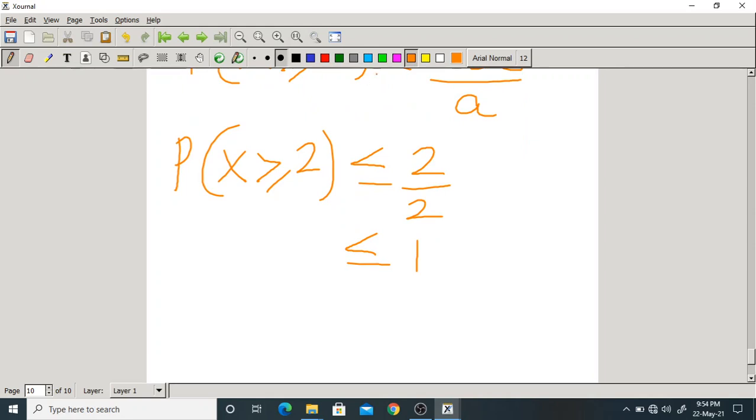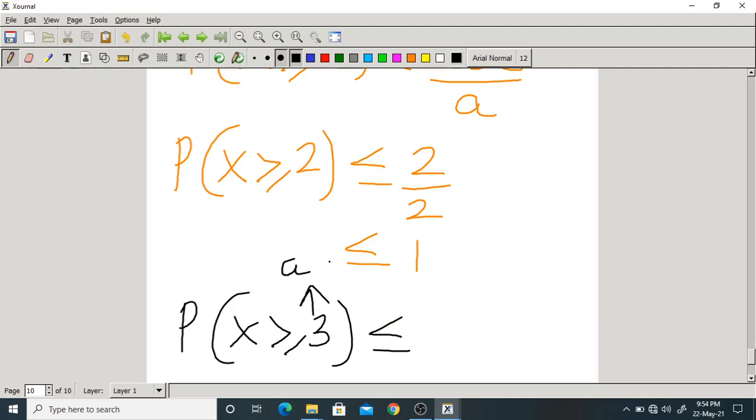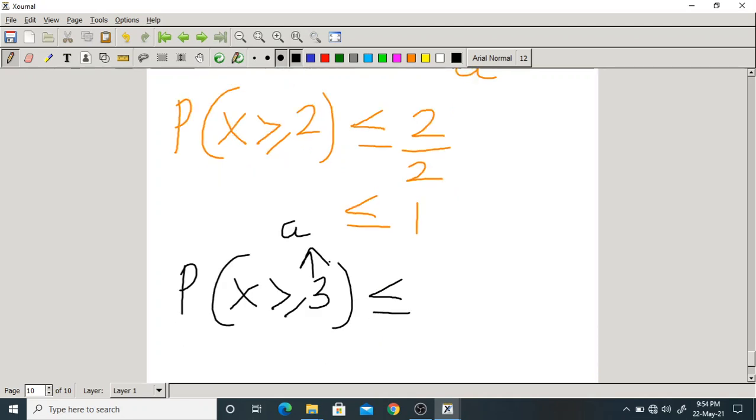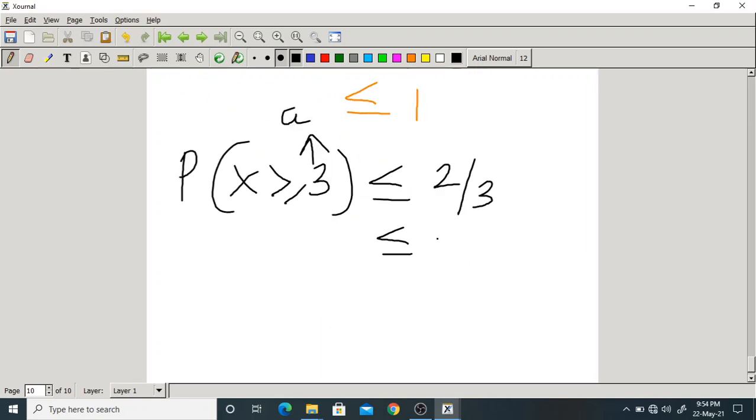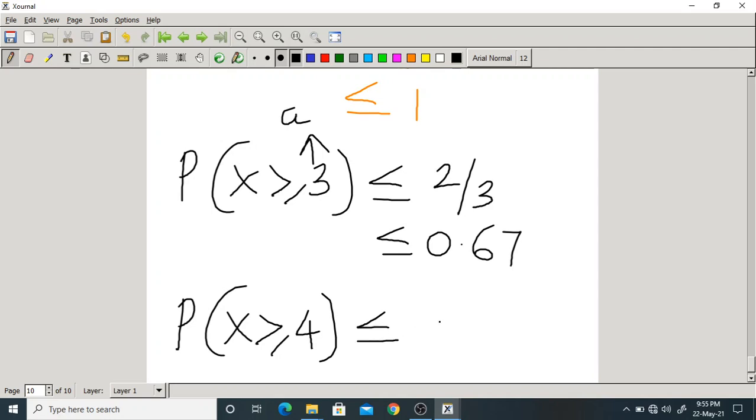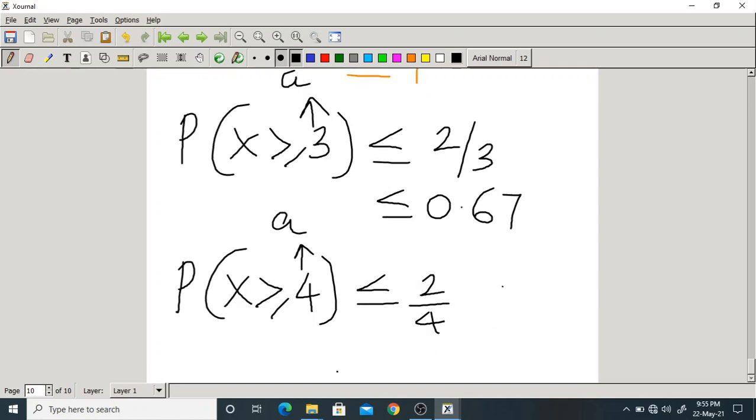Now suppose I ask you what is the probability that x is greater than or equal to 3. That is less than or equal to, here what is 3 now? This is A. A is 3 now. The mean won't change. So that is less than or equal to 2 by 3, expectation of x by A, that is 2 by 3, less than or equal to 0.67. Suppose I ask the probability that x is greater than or equal to 4. That is less than or equal to, now A is 4, that is 2 by 4, which means less than or equal to 0.5.